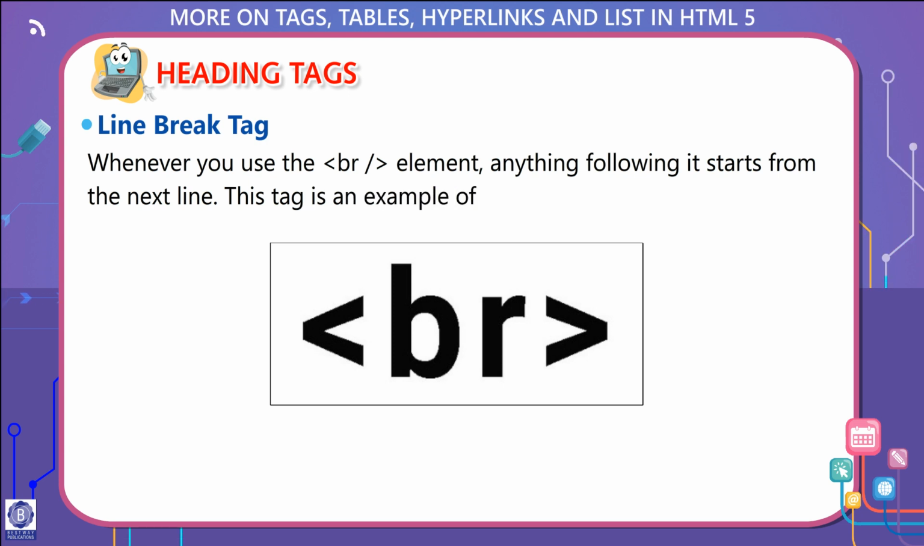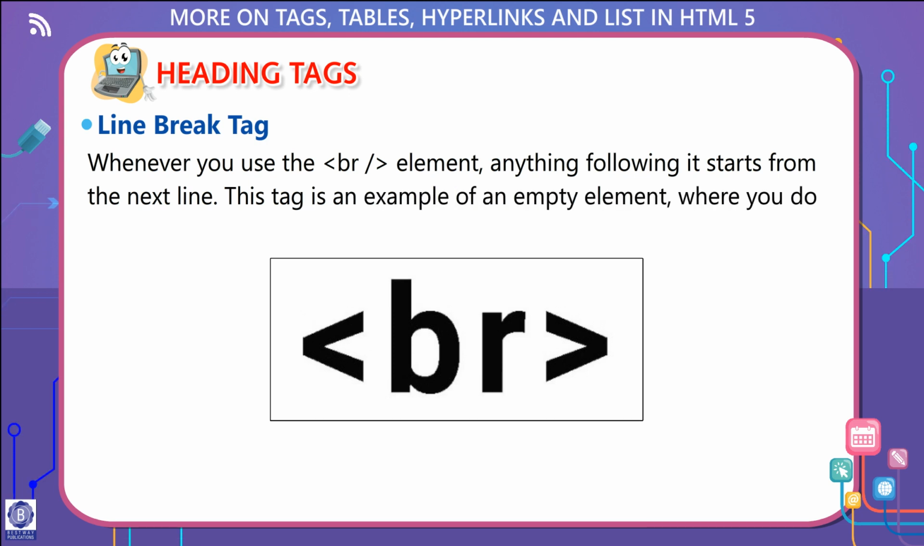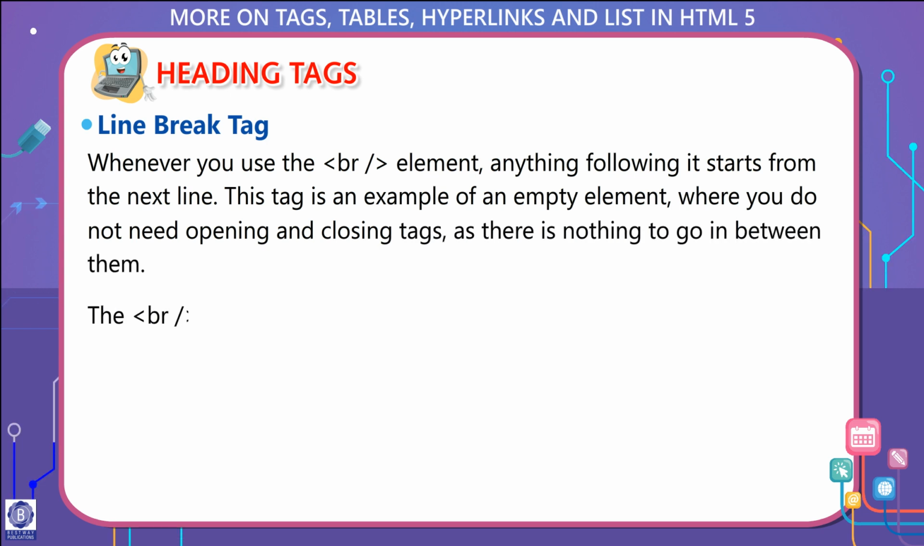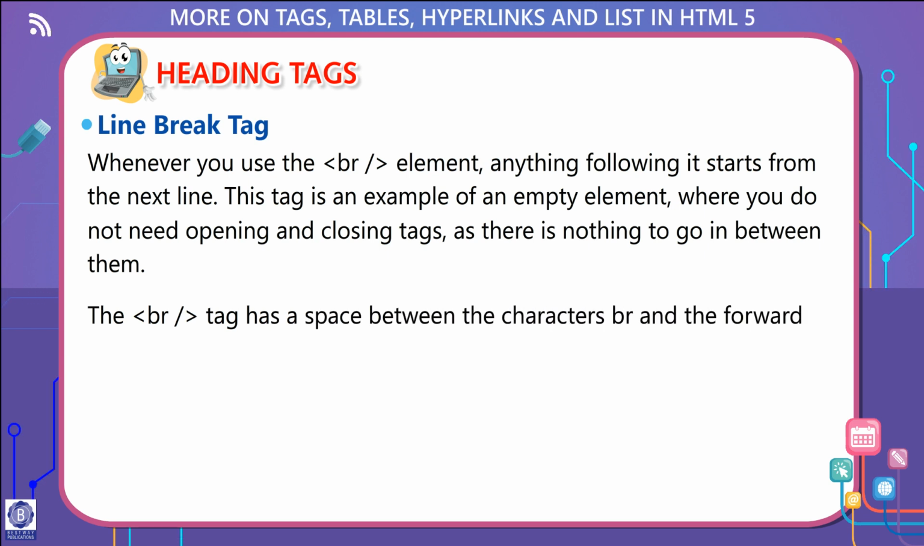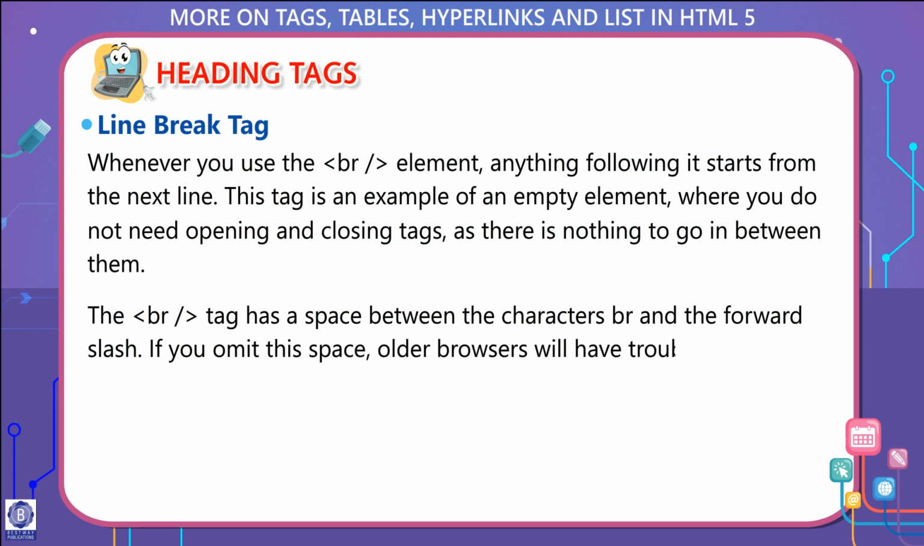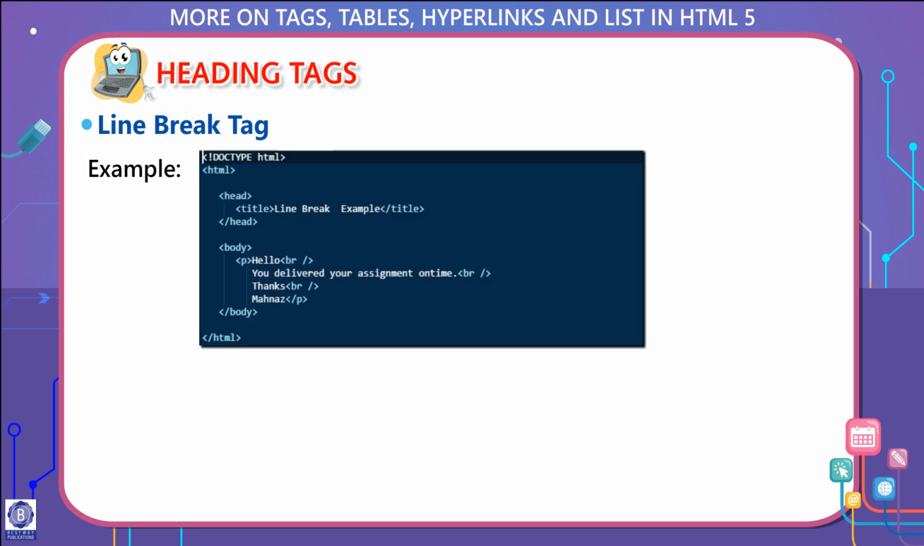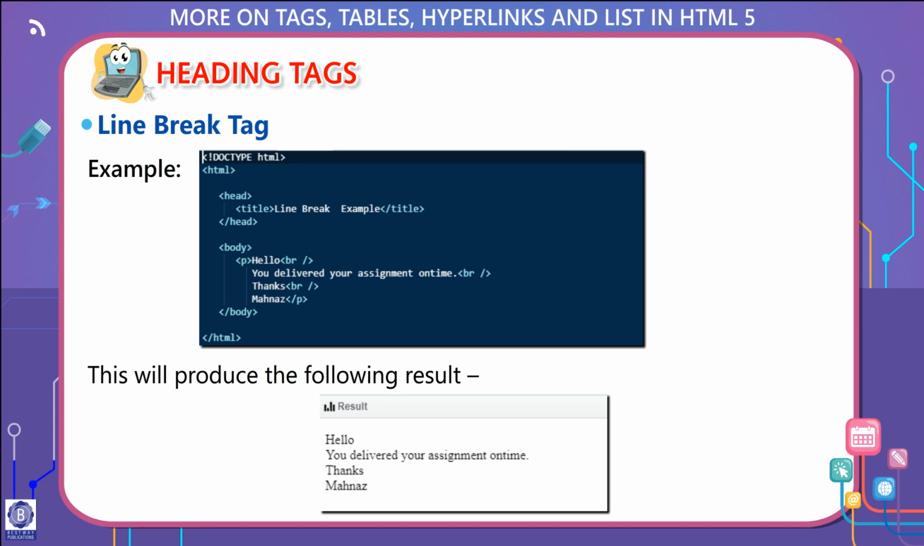This tag is an example of an empty element where you do not need opening and closing tags, as there is nothing to go in between them. The BR / tag has a space between the characters BR and the /. If you omit this space, older browsers will have trouble rendering the line break, while if you miss the / character and just use BR, it is not valid in XHTML. Example: this will produce the following result.